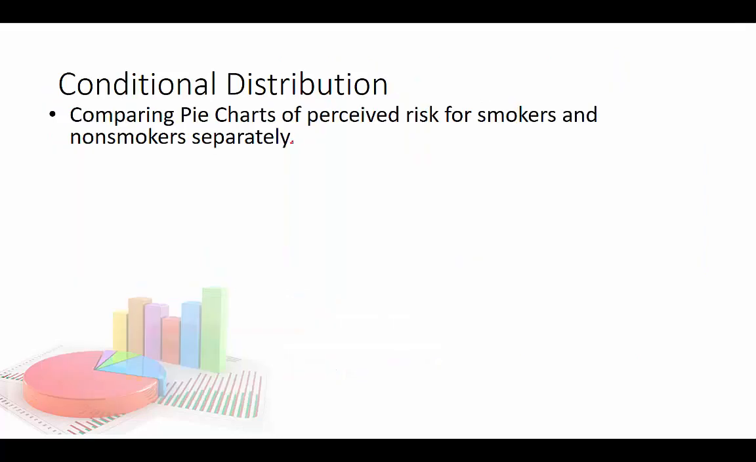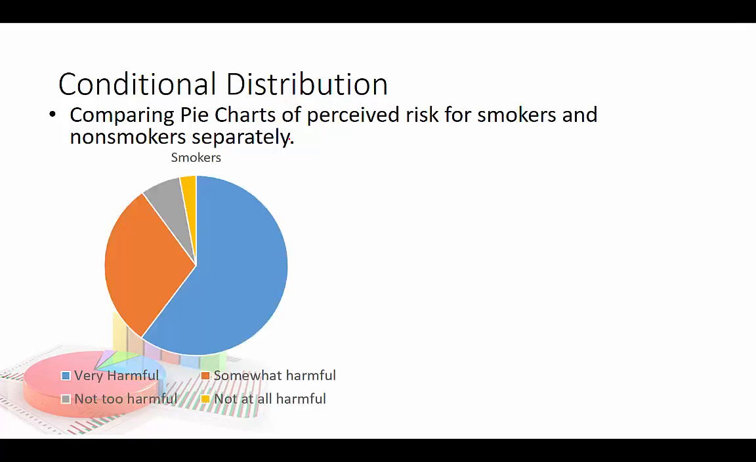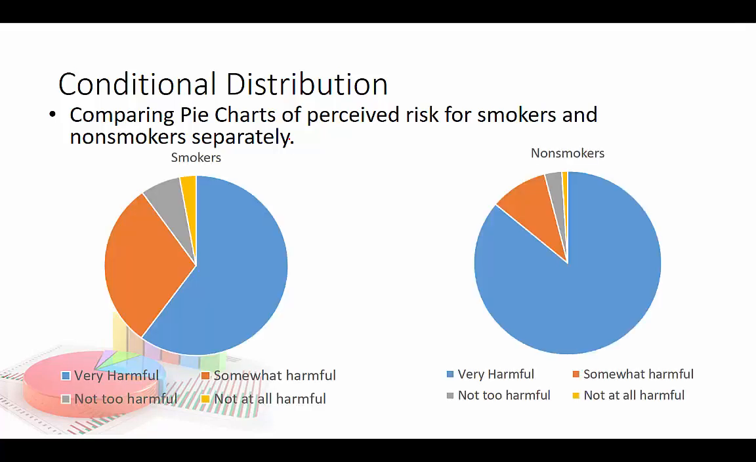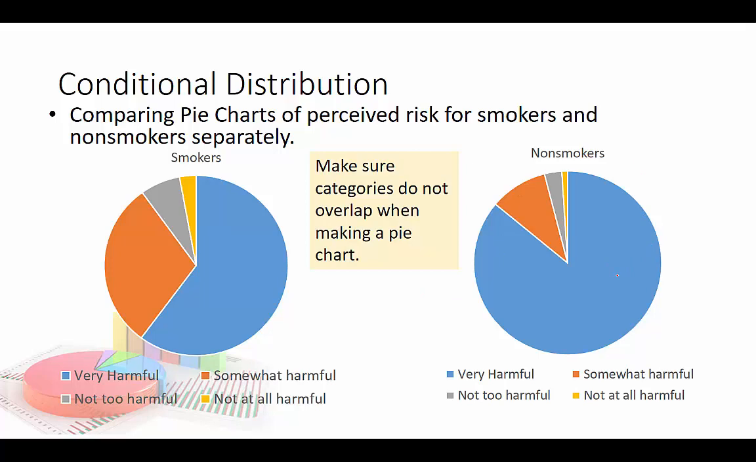Now, you can also do pie charts of perceived risk, and that's frequently how you do it. Here it is for smokers and non-smokers. You can see the very harmful slice is much bigger for non-smokers than it is for smokers. So you can see visually that there's less perceived risk by smokers. They think, oh, it's not going to be that bad, so it's okay if I smoke. Whereas non-smokers tend to think, oh, no, it's not very good at all, and I better not even try. One thing when you're doing your pie charts, make sure that these are data that add up to 100% and do not overlap.